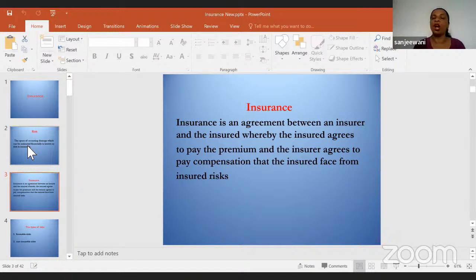Based on what? To pay the premium. The insured agrees to pay the premium, and the insurer agrees to pay compensation for the damages that the insured faces from the insured risk. So that's the insurance definition. Basically, insurance is an agreement between an insurer and the insured.